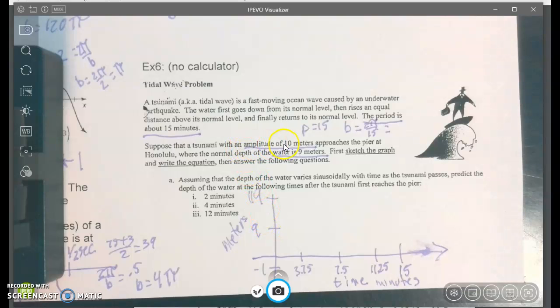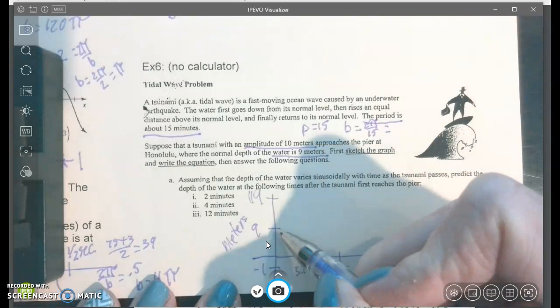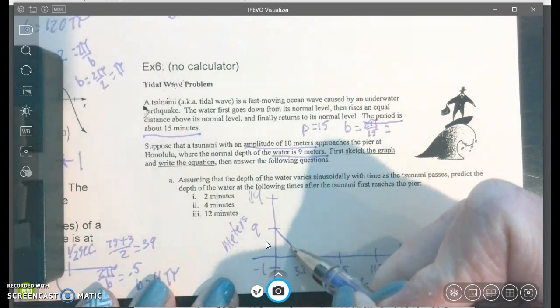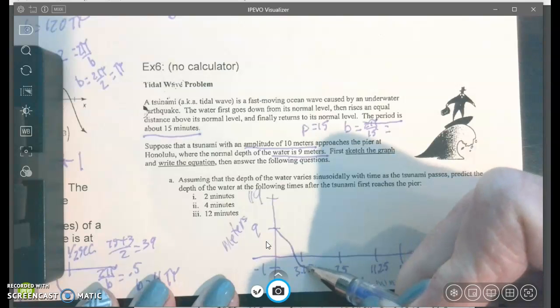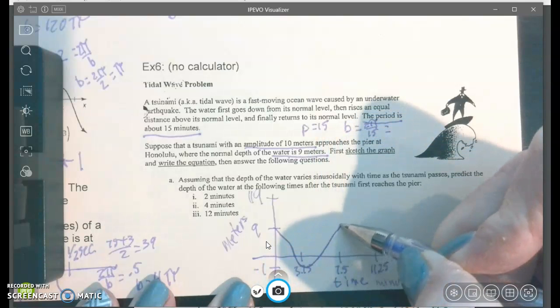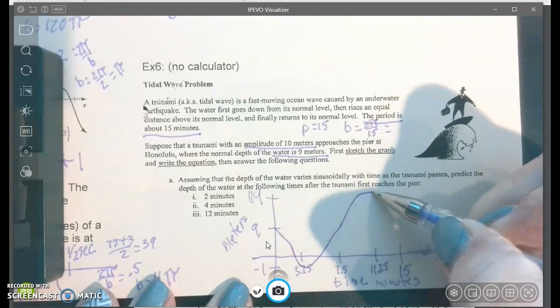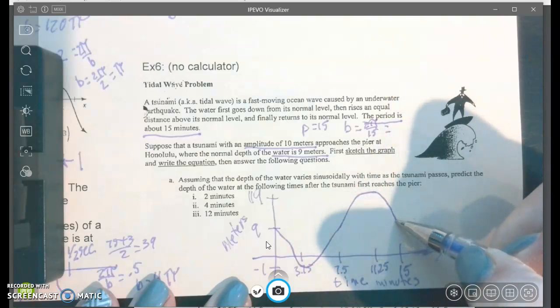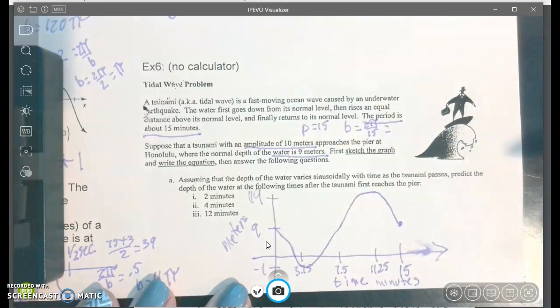And it says it has an amplitude of 10 meters where the normal depth of water is 9. So 9 meters. And then you add 10 to that, you get 19, and subtract 10 from that, you get -1. So our graph would look like this. It would start at the 9 and then go down to -1, back up to the 9 here, up to 19 at 11.25, and then back down to 9 at 15. So that's what the graph would kind of look like.